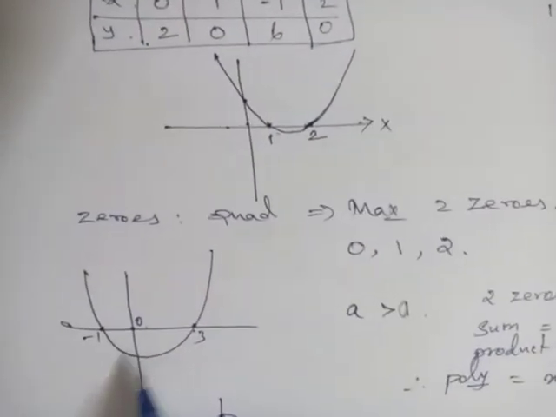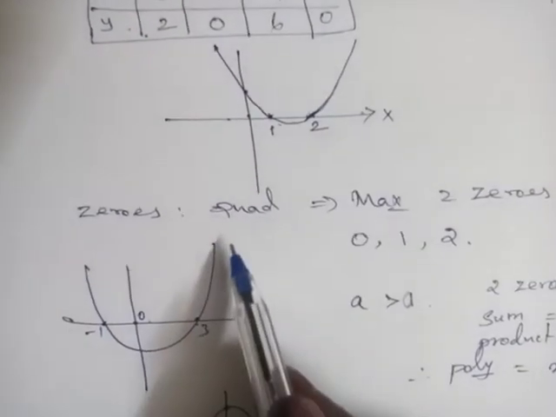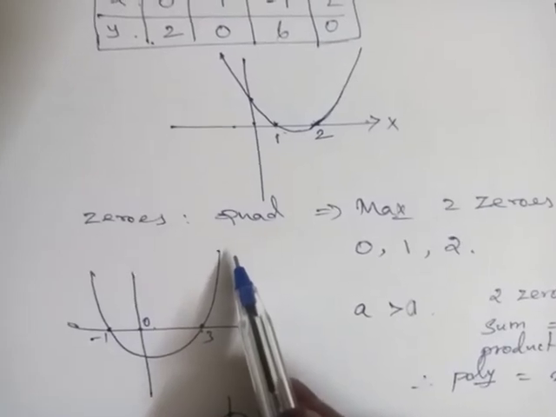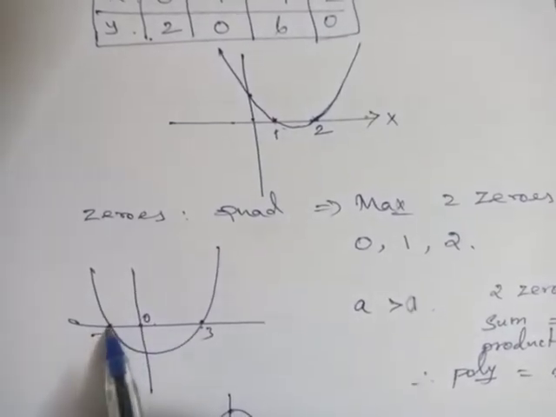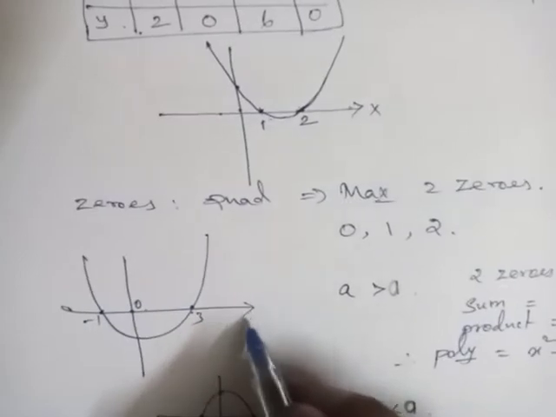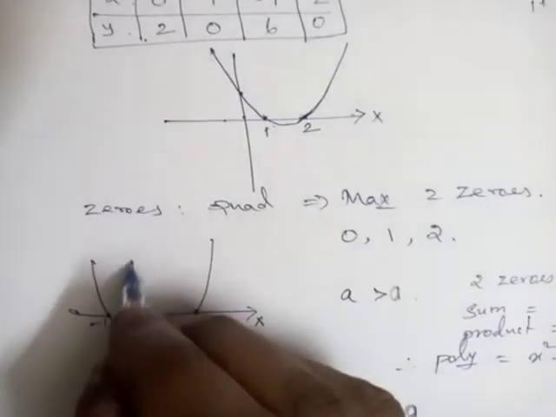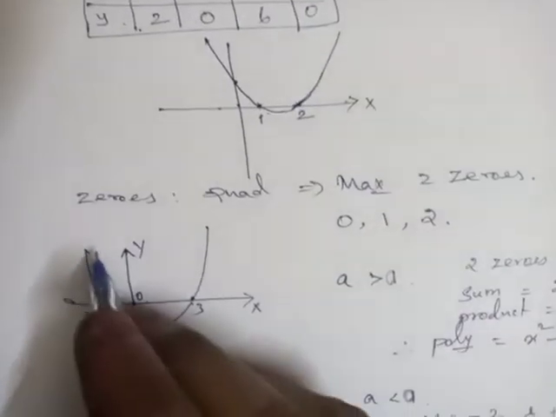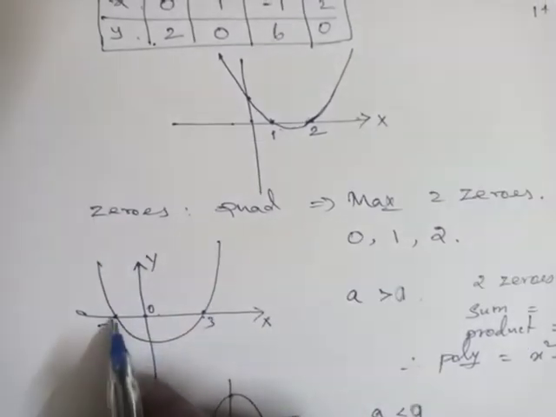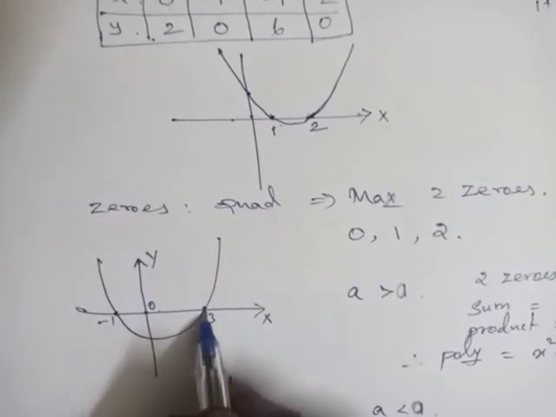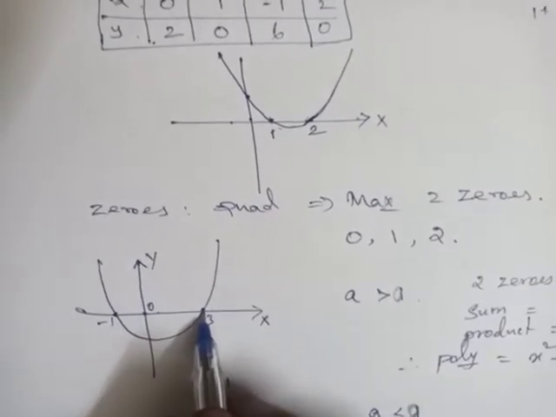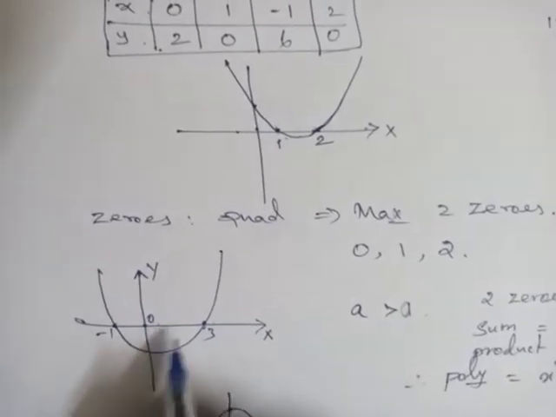Okay. Consider this graph. This is also an upward-opening parabola. This also cuts the x-axis. This is the x-axis and this is the y-axis. This parabola cuts the x-axis at 2 points, at minus 1 and plus 3, so it has 2 zeros.